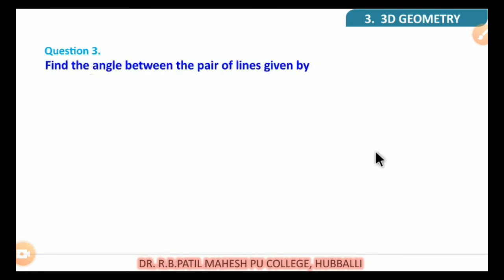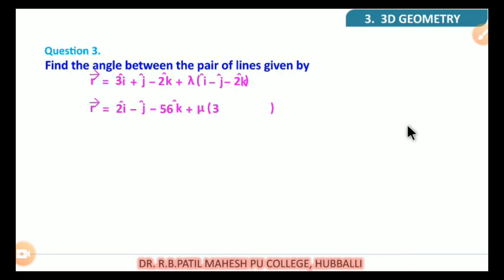Similarly, go for the new example. Find the angle between the pair of lines given by r is equal to 3i plus j minus 2k plus lambda into the bracket of i minus j minus 2k and another line r is equal to 2i minus j minus 56k plus mu into the bracket of 3i minus 5j minus 4k.